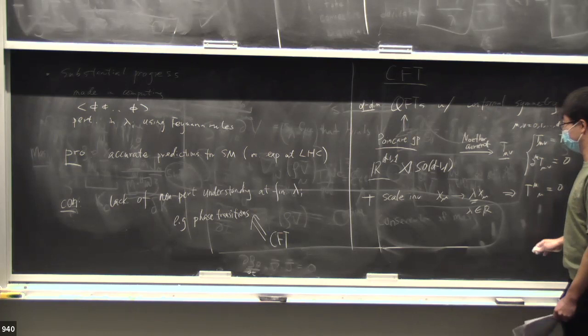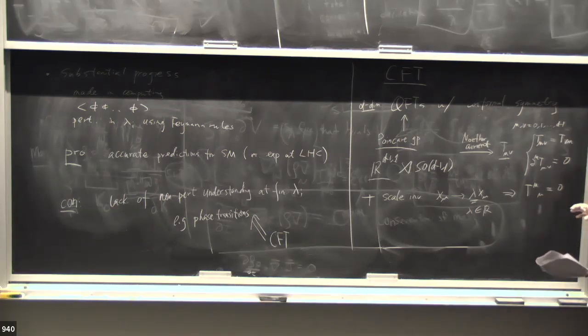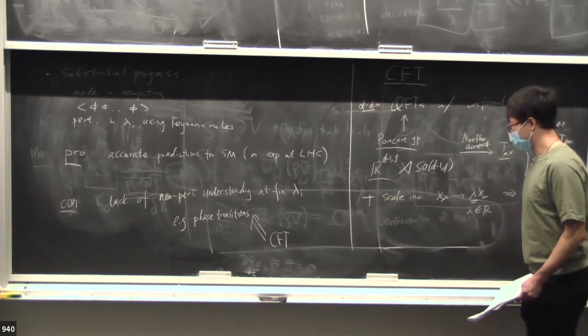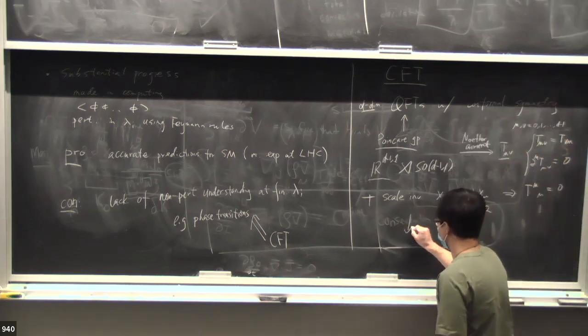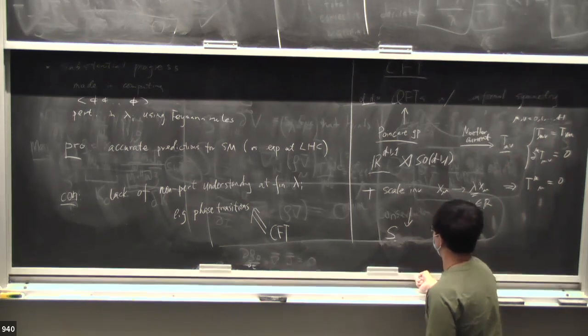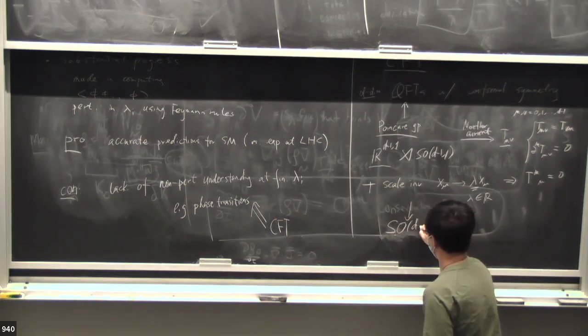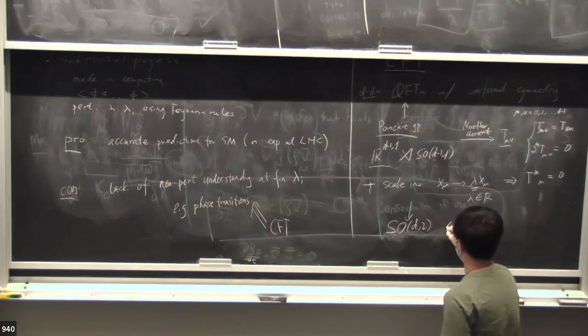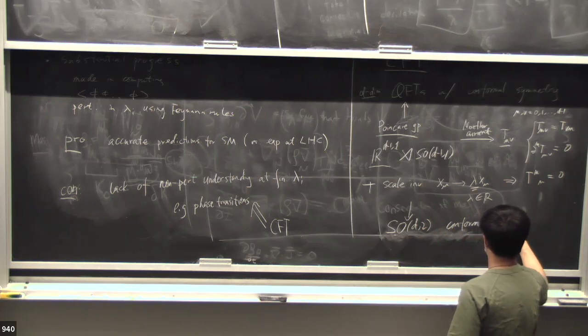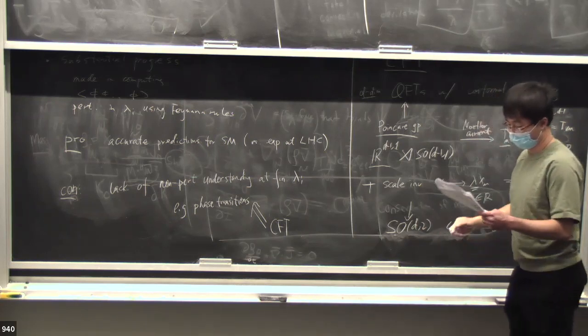And it turns out that this condition implies, in unitary quantum field theories, that the theory is conformally invariant. Okay, so there's an enlarged symmetry group, the conformal group, under which the theory is invariant.